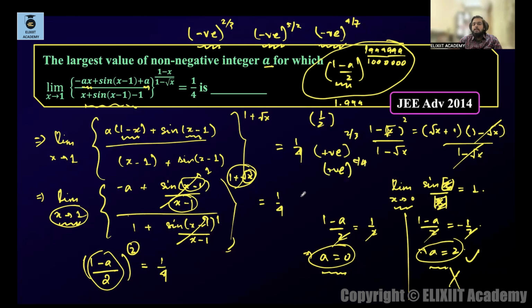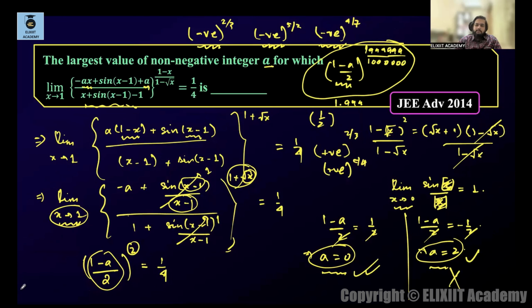But negative raised to the power of fractions, these are not defined. In real numbers, I'm talking about real numbers, in the real plane, it's not defined. So that's why a is equal to 0 is the right answer and not a is equal to 2.